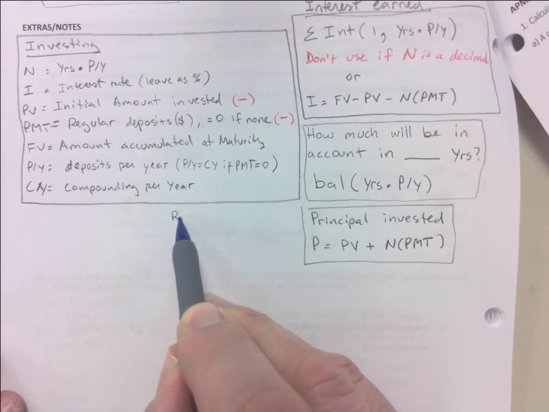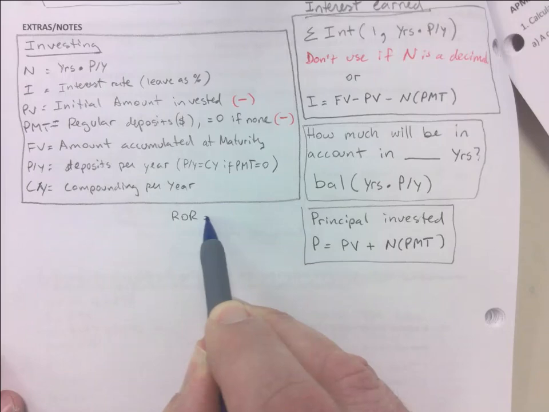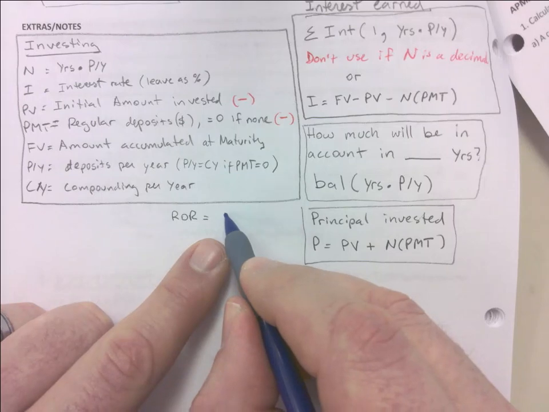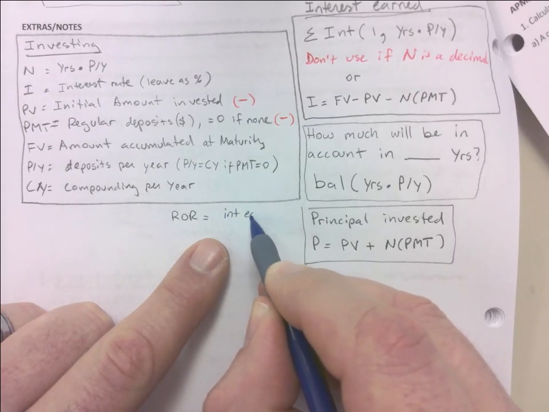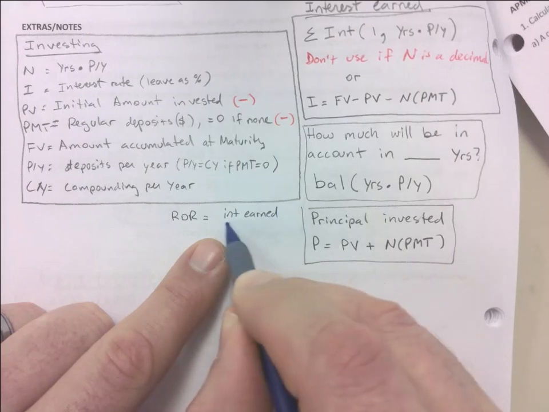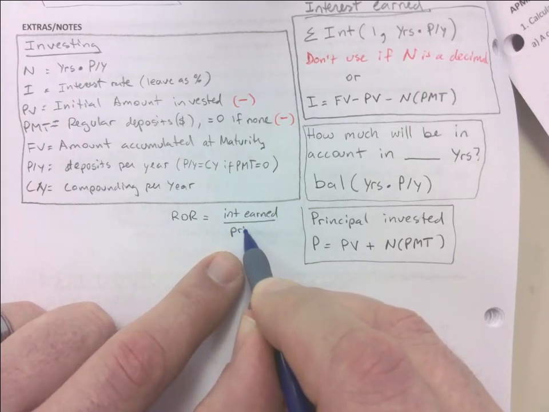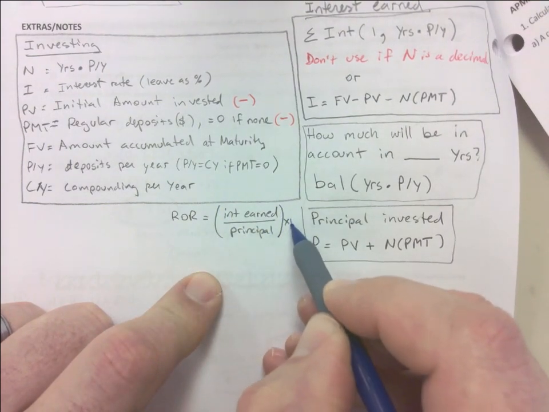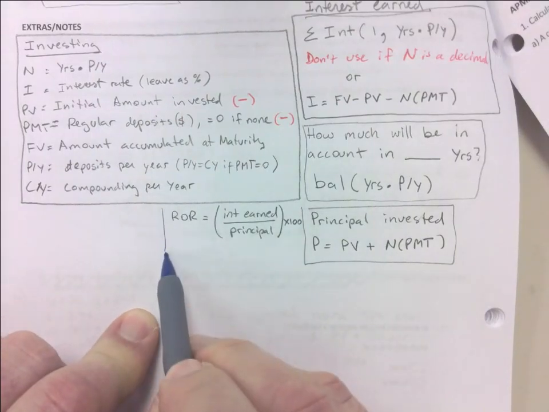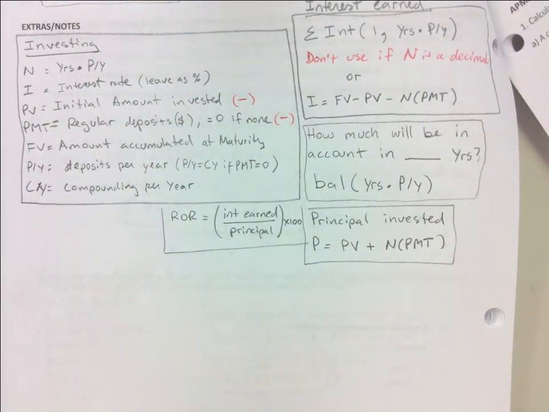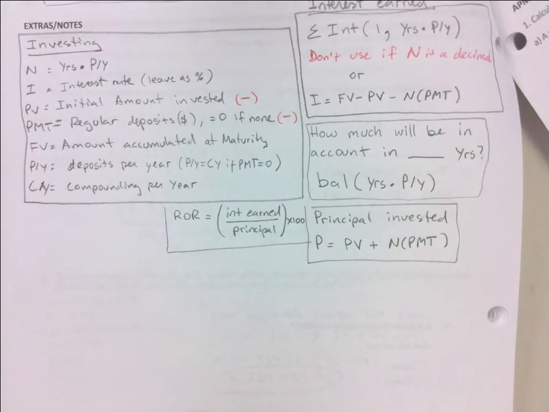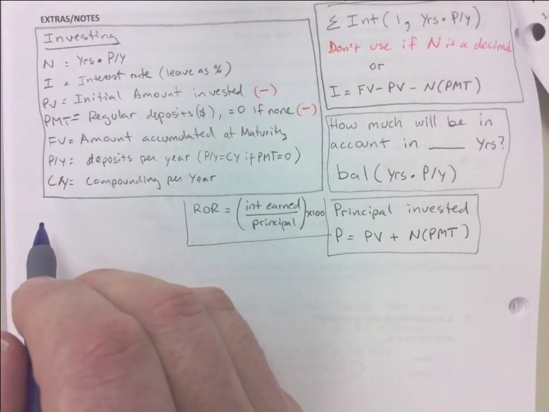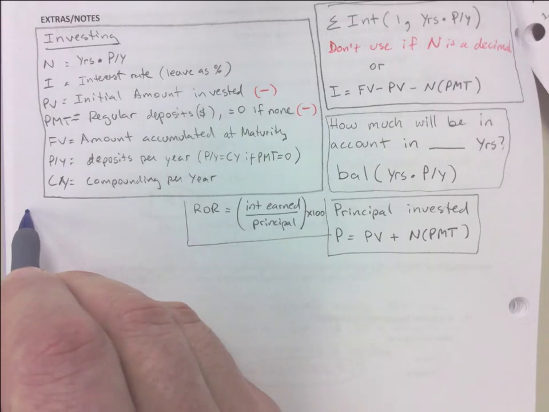I'll go rate of return formula just in case you forgot. It is in general interest earned divided by principal times 100. And I'm not sure if this is worth using up your space. Maybe you already have this.